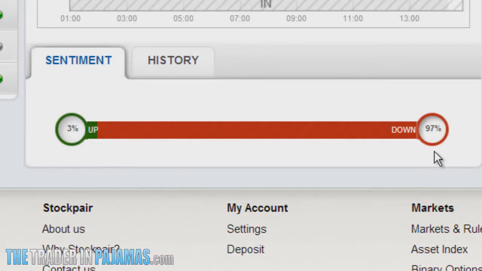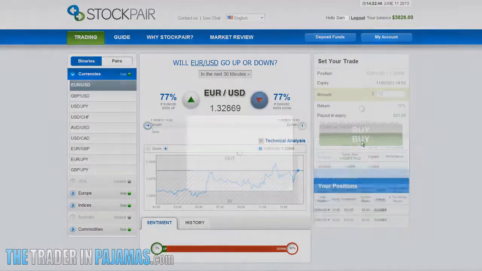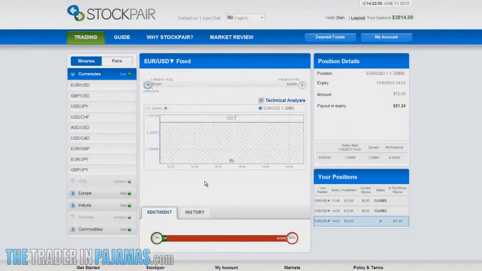So, right now, as the tool shows, the majority of traders are saying the Euro USD is going to go down. So, I'm going to follow them. I'm going to trade with the put or down button. My second step here is entering the amount. We'll select Other and we'll enter the amount of $12. We'll click Buy, we'll hit View Position, and we're on.